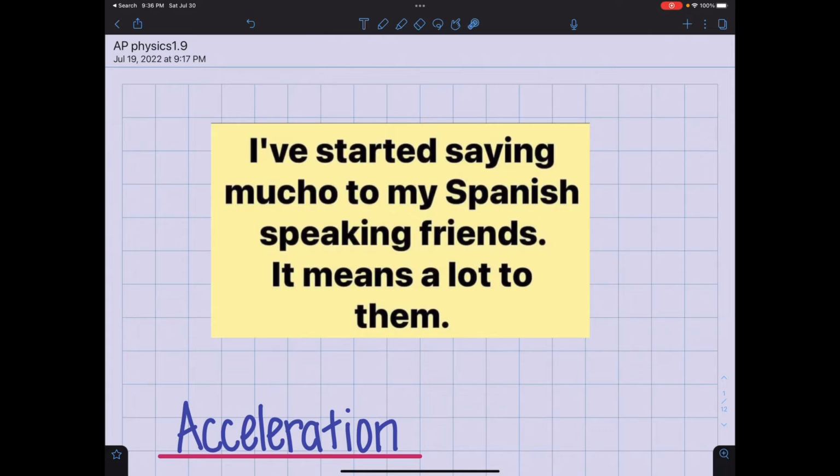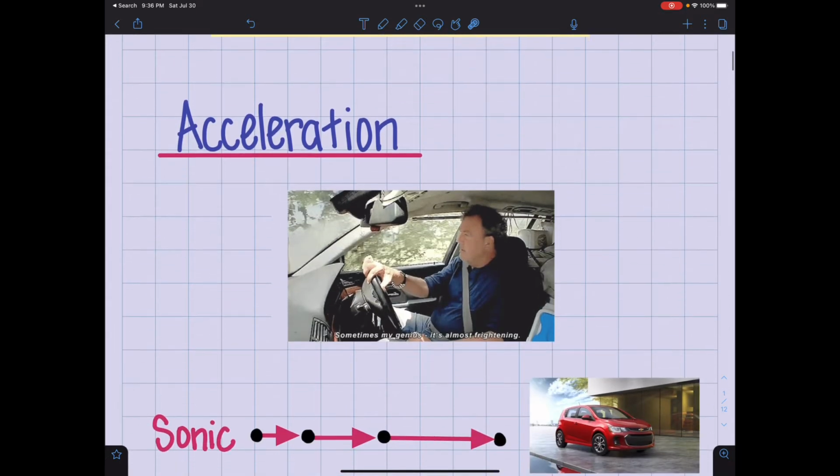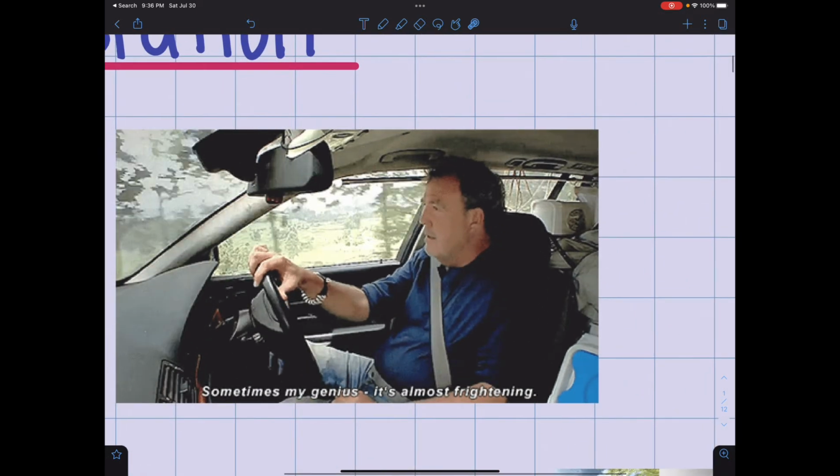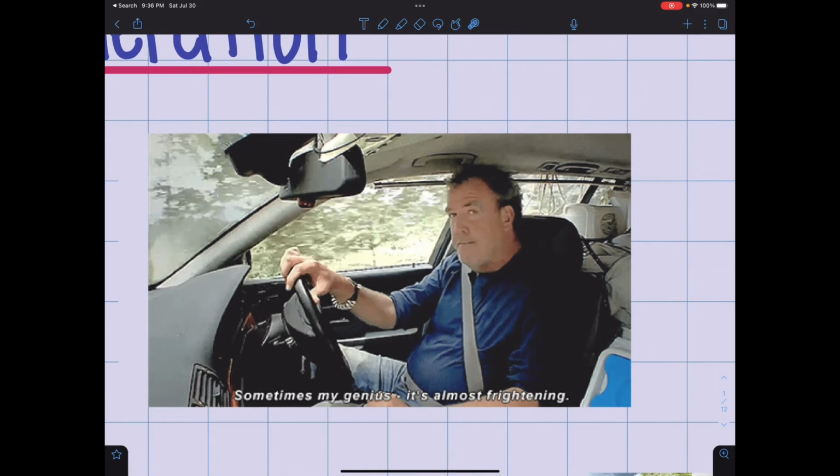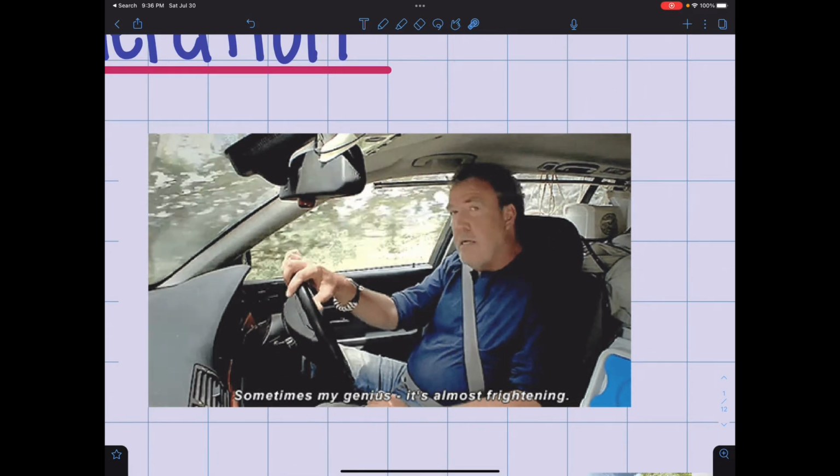First of all, I want you to know I've started saying mucho to my Spanish-speaking friends. It means a lot to them. Really, it means a lot. Okay, let's get into acceleration before you guys groan and turn this thing off. Sometimes my genius is almost frightening.